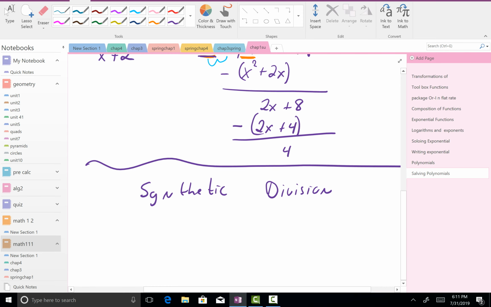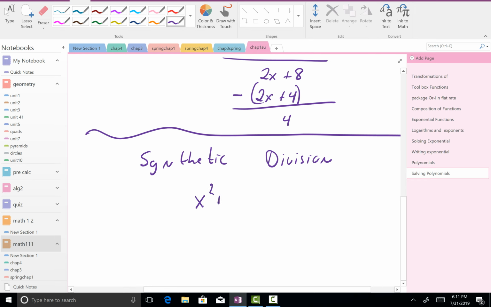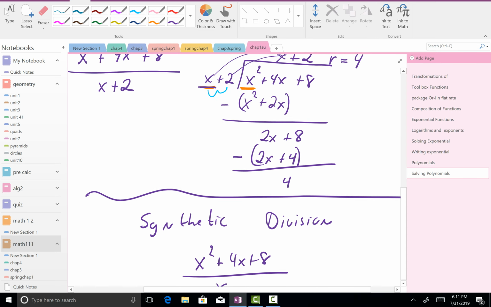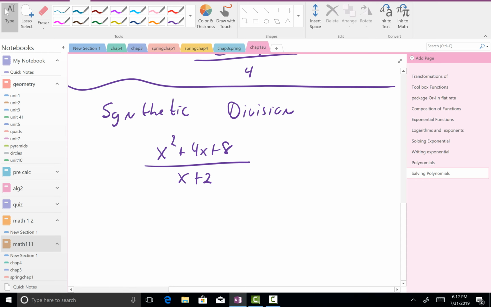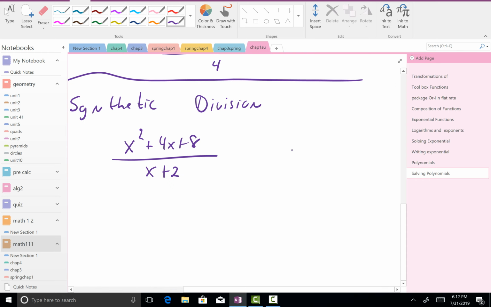So let's take the same problem and use synthetic division. In synthetic division, all I need to worry about are the coefficients. So here I have a 1x squared, a 4x, and an 8. And I'm going to divide that by, I use this little kind of backwards L thing there, right? And I'm going to divide it by the opposite of this thing, so that'd be a negative 2.